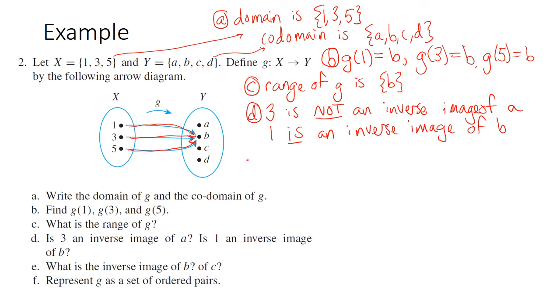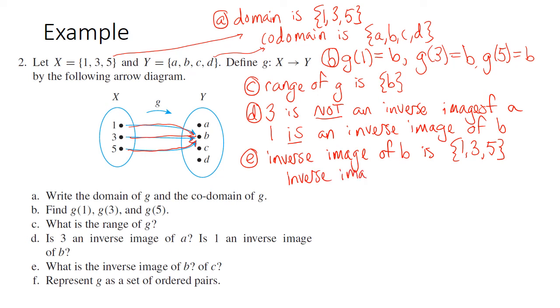Okay, part E, what is the inverse image of B? The inverse image of B is going to be everything that maps to B, so all of the inputs that would give you B as an output. So the inverse image of B is all 3 of those elements, 1, 3, and 5, that map to B. And then the inverse image of C: there's nothing that maps to C, so that's going to be the empty set.